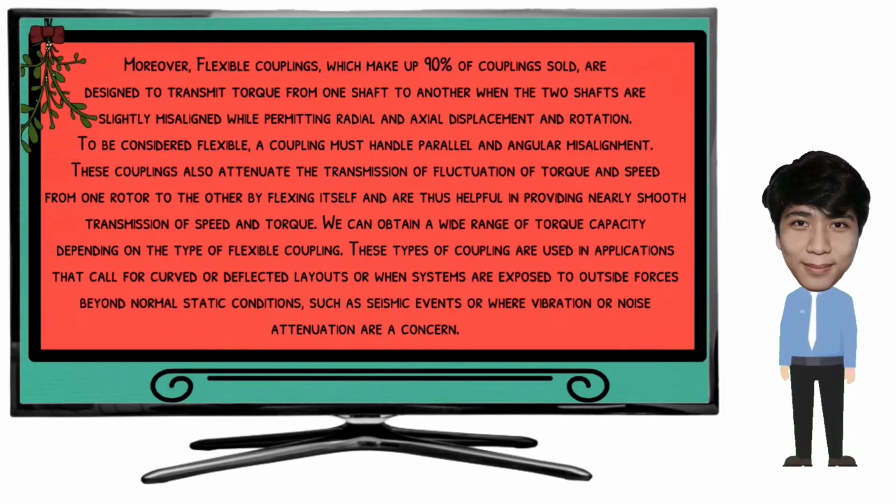We can obtain a wide range of torque capacity depending on the type of flexible coupling. These types of couplings are used in applications that call for curved or deflected layouts, or when systems are exposed to outside forces beyond normal static conditions, such as seismic waves, vibration, or even noise attenuation. Flexible couplings can be used in servos with low or moderate torque. They are useful where shaft misalignment is possible, such as machine tools, semiconductor manufacturing, and packaging equipment.